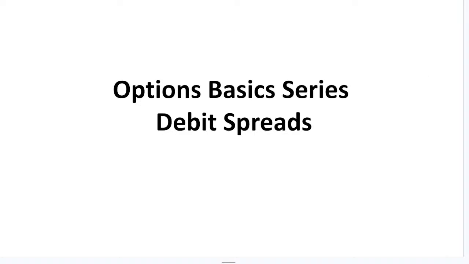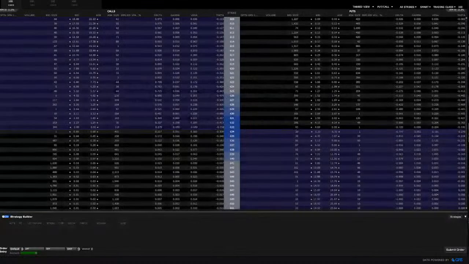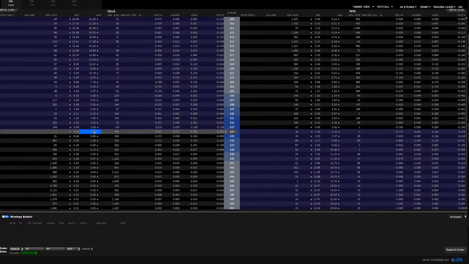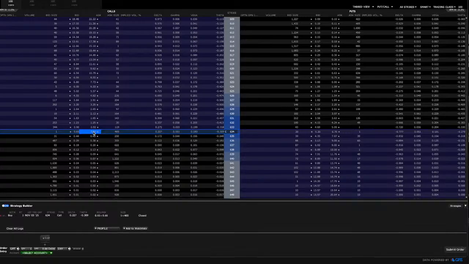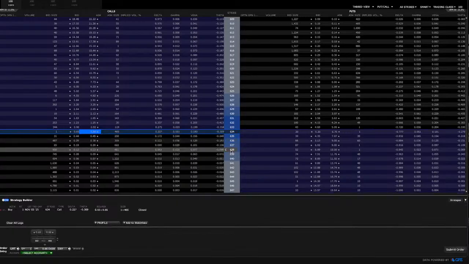Okay, so I'll show you some real examples of how you construct a debit spread. For example, a bull call spread: the left side is call, this is call, and this is put. Just now I mentioned you select, for example, I select 634, then I want to sell a spread at 635. You see this costs me 66 cents, right?